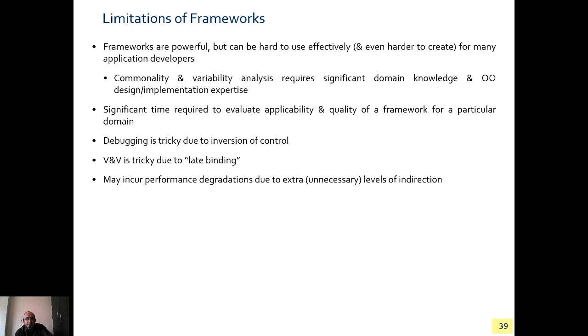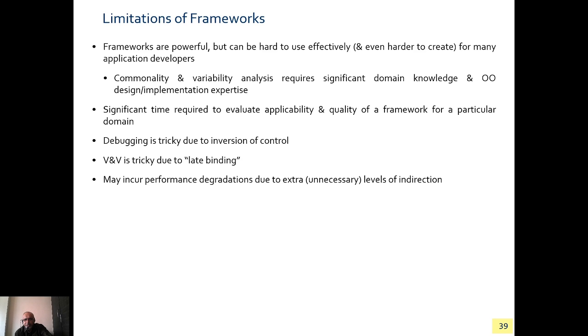Yeah. The next thing is limitations of frameworks. Frameworks are powerful, there is no doubt about that. They are powerful and can be hard to use effectively. But what is more, they are even harder to create. One single framework, .NET is an example of that, requires time to create. It requires identification of services, identification of elements, and system structures, so that the quality that you expect from a framework does exist.